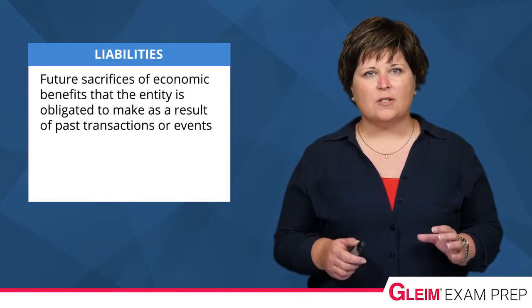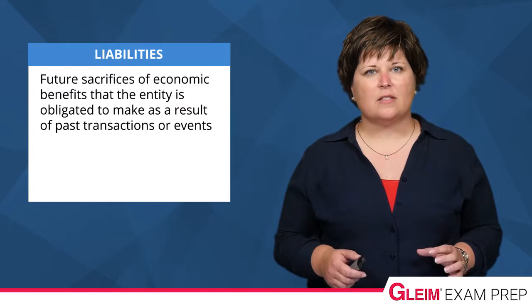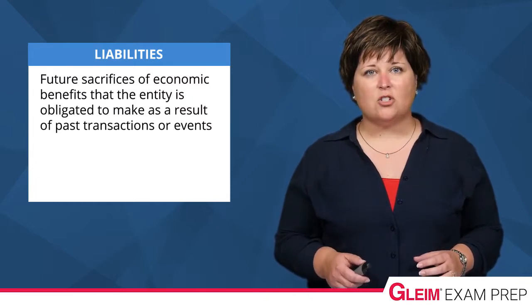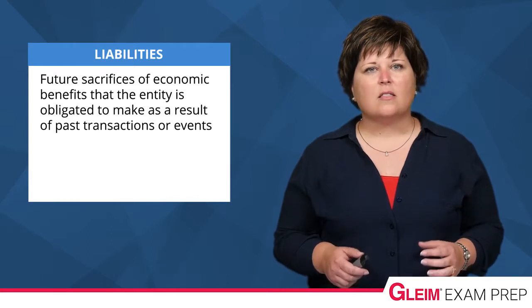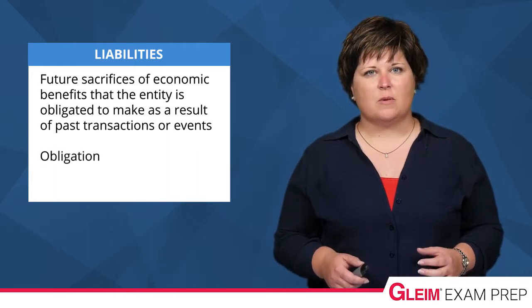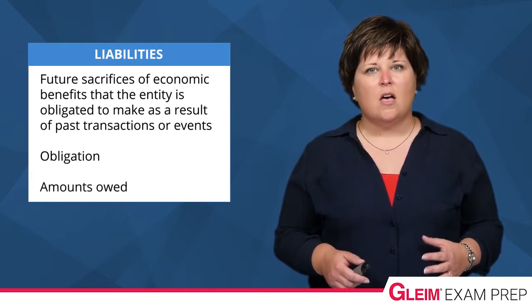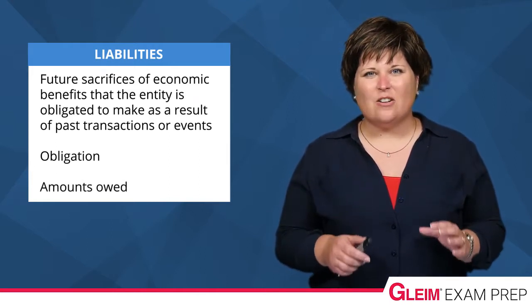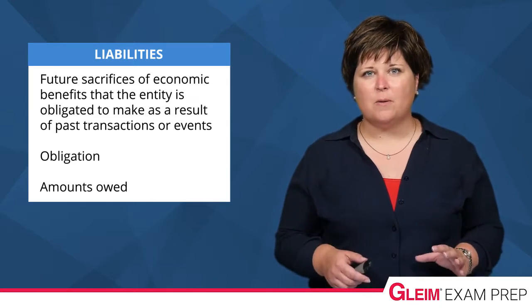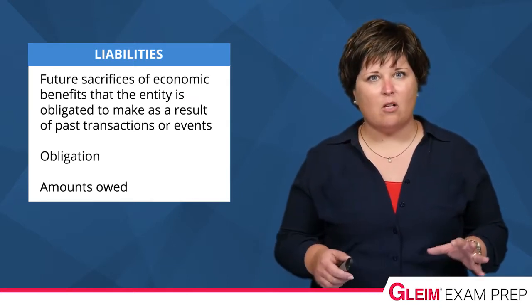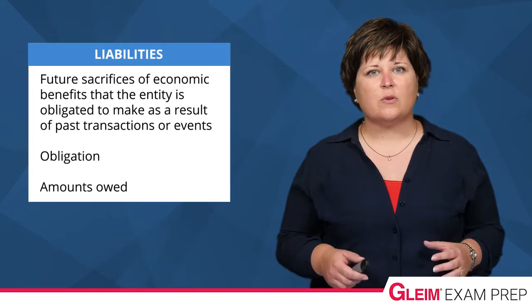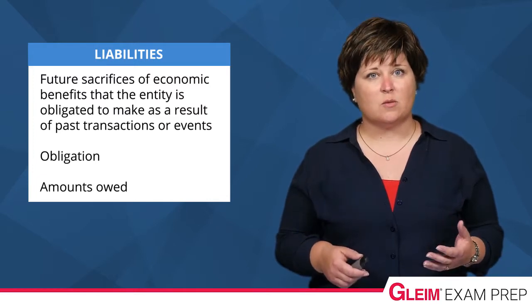Liabilities are future sacrifices of economic benefits that the entity is obligated to make as a result of past transactions or events. Liabilities are obligations of the business. Liabilities represent something the entity owes. Notice how I did not necessarily say dollar amounts owed? Liabilities can be dollar amounts owed, but could also represent a service that is owed to a customer.